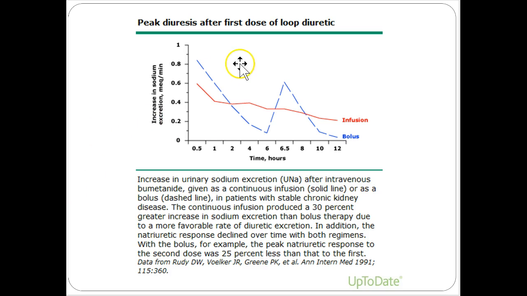Now, ultimately, you'll see both strategies have diminishing returns over time. You just don't get the same effect. Loop diuretics do have that hypertrophy effect, which is why dosing them intermittently can have some advantages in patients. That's generally what we prefer, but infusions are necessary in some cases.